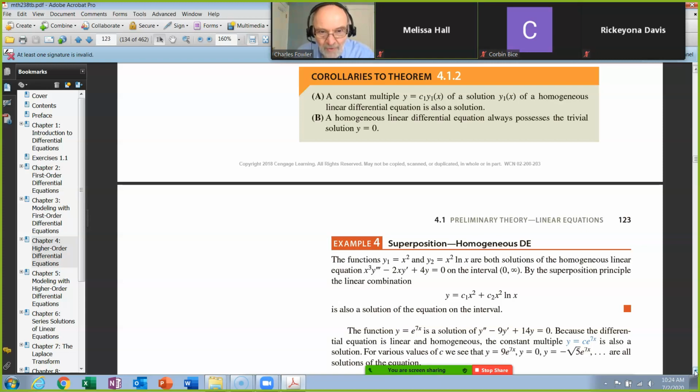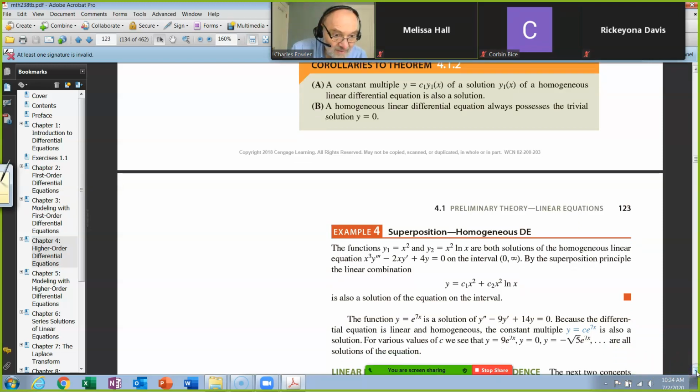So here's example 4. I think I'll scroll on down and let's see if I can do it better this time. So far I've been very poor at this.